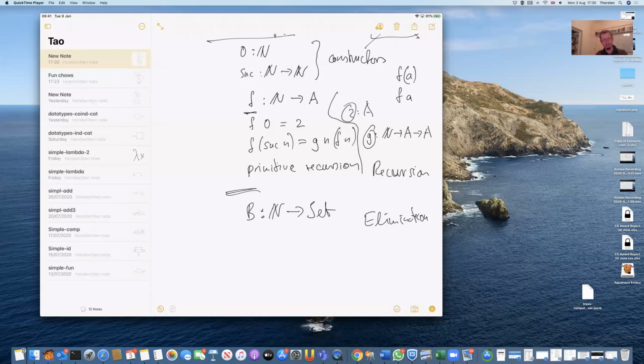So that's a function from natural numbers to the universe, which I'm used to calling Set, but it's not set from set theory, so maybe that just gets confusing. Let's write it as U for the universe of types. So B is a function that for every natural number gives you a type.